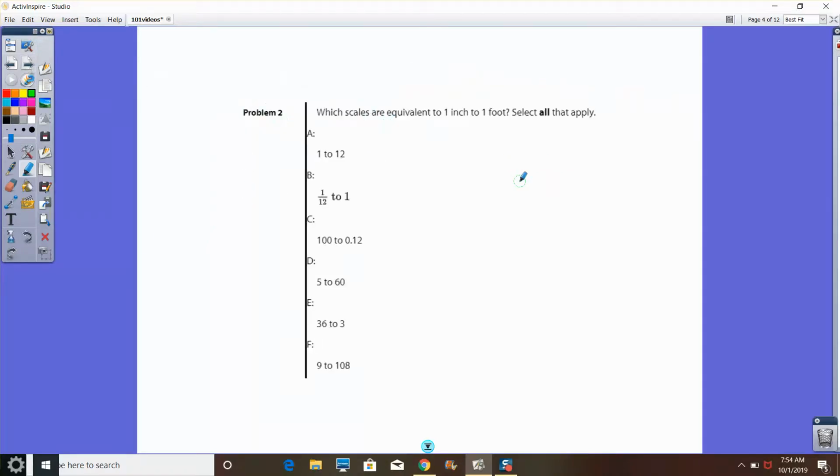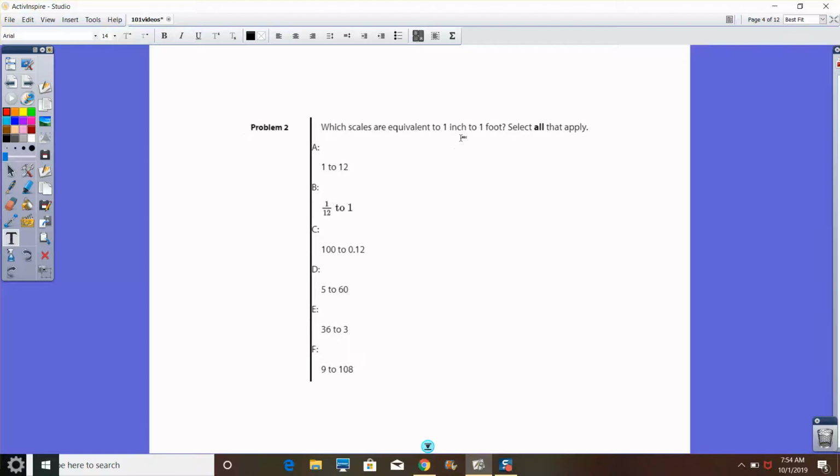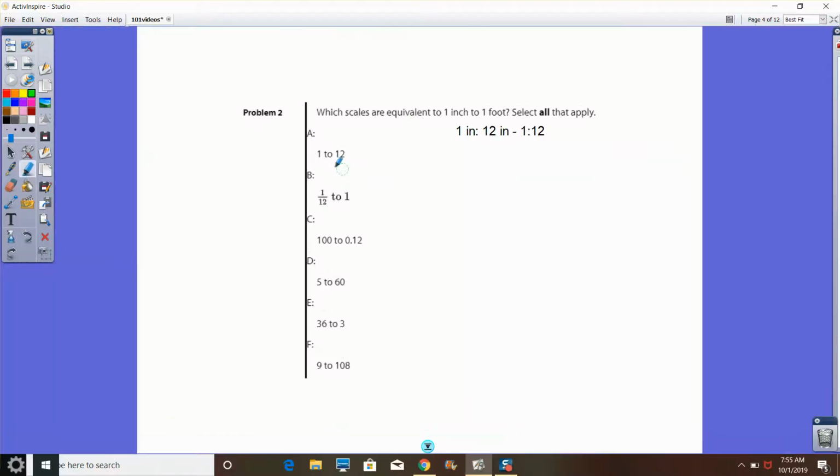Okay, problem number 2. Which scales are equivalent to 1 inch to 1 foot? Now, to help you out with this, I'm going to once again give you a unitless scale for 1 inch to 1 foot. It's the same as the one we used in the lesson. 1 inch corresponds to 12 inches because, again, 1 foot is the same as 12 inches, which means that the unitless scale is 1 to 12. Okay, so that already kind of gives you away as to which one is certainly going to be part of the answer. It's A. 1 to 12 is the same thing.